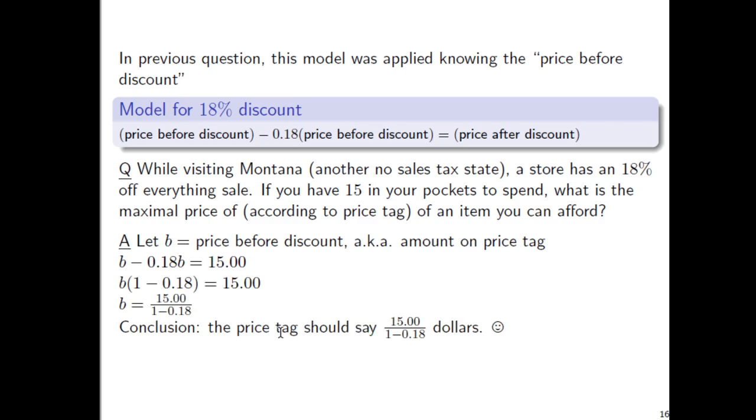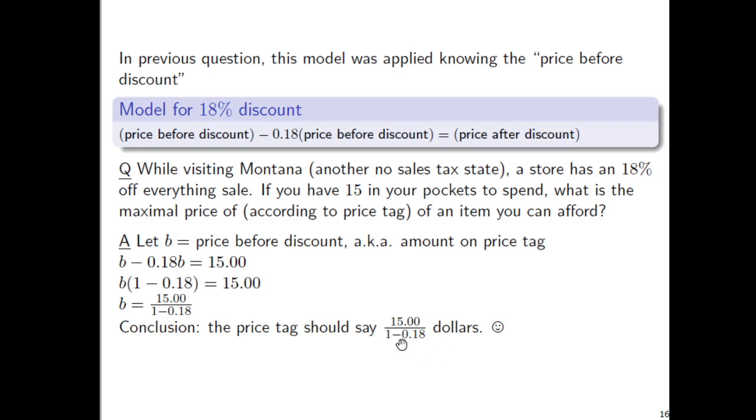And so the conclusion here is that the price tag, the original amount of whatever item we can try to find, is: we're looking for an item where the price tag, or the original amount, the price before the discount, should be 15 over 1 minus 0.18. That number in dollars. Again, no need to put this in a calculator. I think writing a number like this saves time.